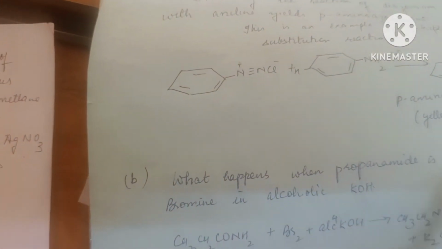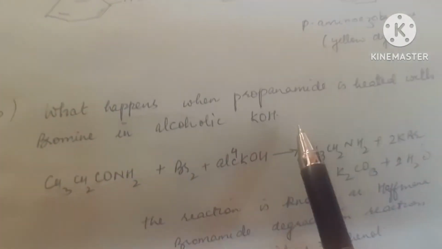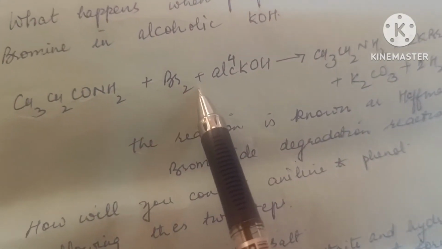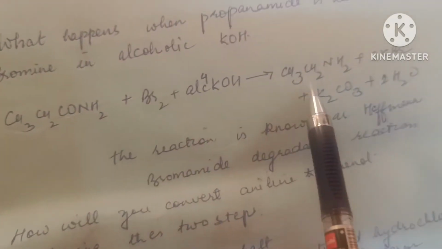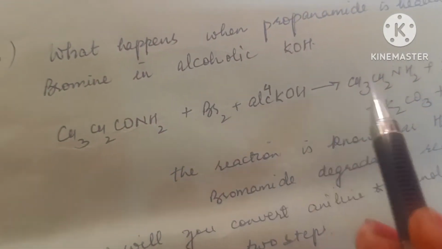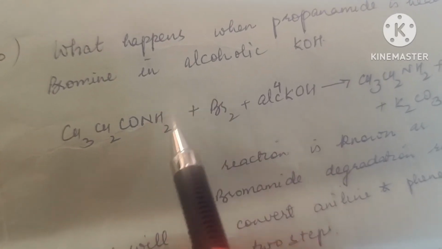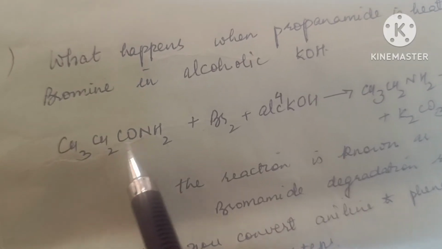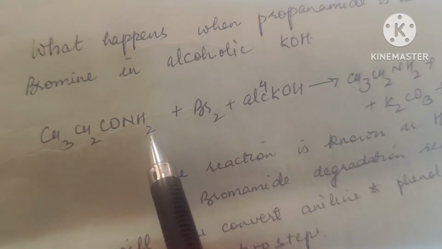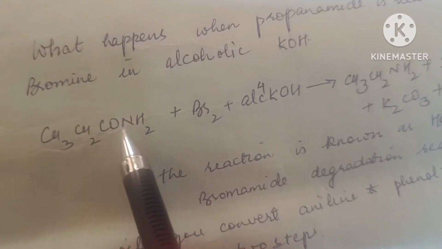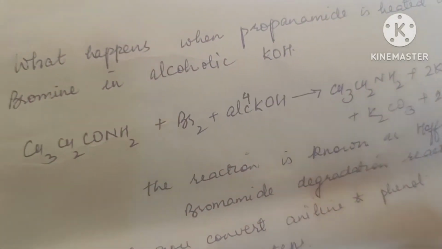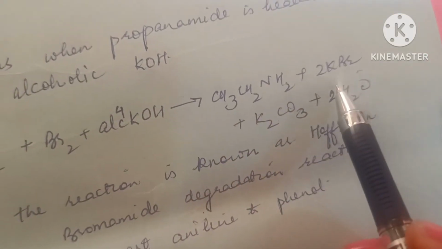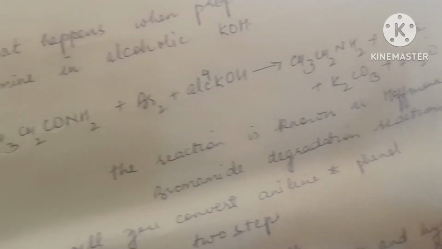What happens when propanamide is heated with bromine in alcoholic KOH? तो ये हॉफमैन ब्रोमामाइड डिग्रेडेशन रिएक्शन है. प्रोपेनामाइड जो है एक कार्बन लूज करके अमीन बनाएगा, ये इसके दो Br के साथ दो HBr बनाते हैं जो KOH के साथ रिएक्ट करके KBr और वाटर बनाते हैं, और ये जो है CO is lost as carbon dioxide. So products formed are ethane, amine, then potassium bromide, potassium carbonate and water.